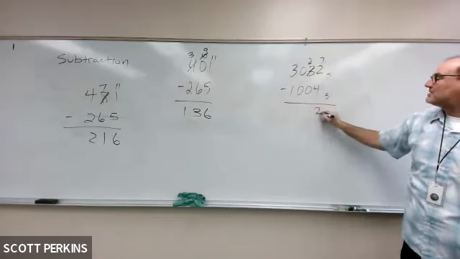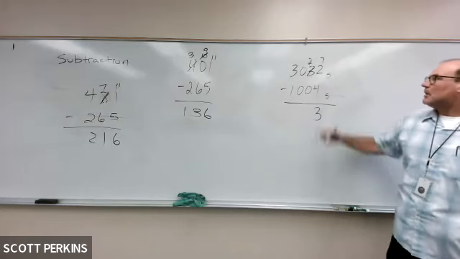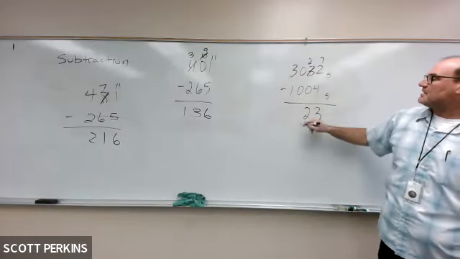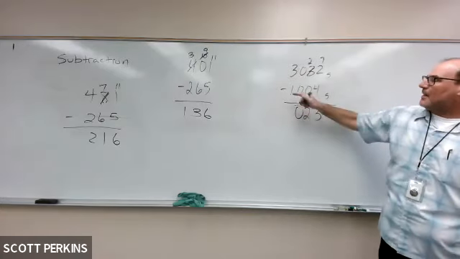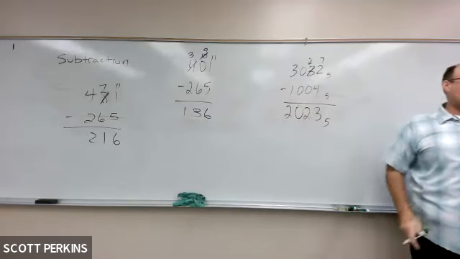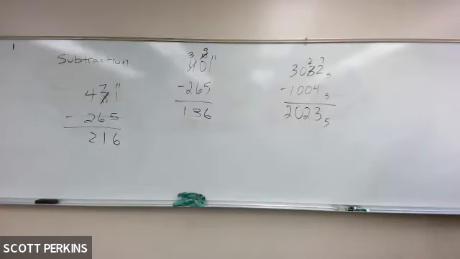7 minus 4 is 3. 2 minus 0 is 2. 0 minus 0 is 0. 3 minus 1 is 2. And there's my answer, 2023 base 5. The key to remember is just the reverse of addition. When you borrow, you're borrowing a full group of whatever the base is.